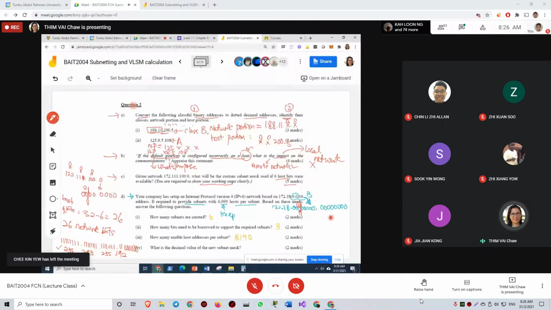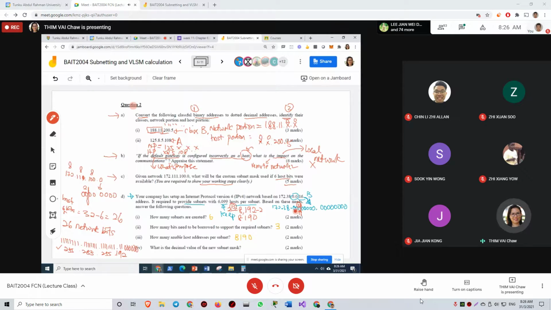So how many bits are remaining? Here you need to think about the bits that you need to keep. That's why I'm going to have 2 to the power of 13, which is 8192 just now. This is the total address. Minus 2, I get 8190. So I keep 13 bits.